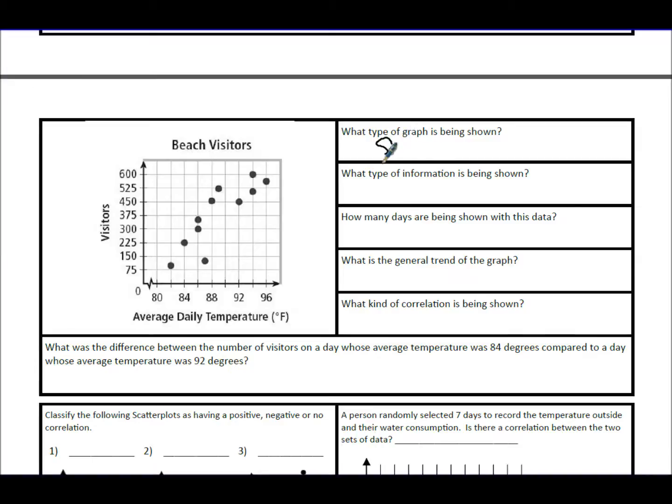What type of graph is being shown? I see a bunch of points that are scattered across here. So this is actually a scatter plot. And I see beach visitors, and I see the daily average temperature and the number of visitors. So for each point, that seems to be one day, and it shows the number of people who visited the beach on that particular day and how warm it was.